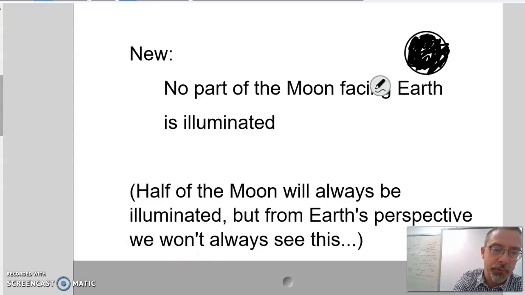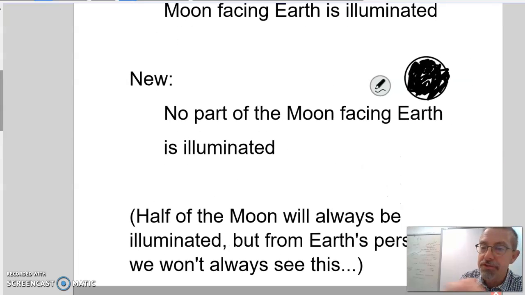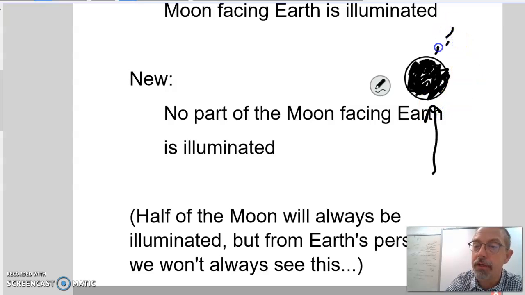Now bear in mind that when we see a new moon, half of the moon will always be illuminated, but from Earth's perspective, we're not going to see it. We are only seeing this side of the moon. The far side of the moon over here, in this case, is going to be completely lit up.